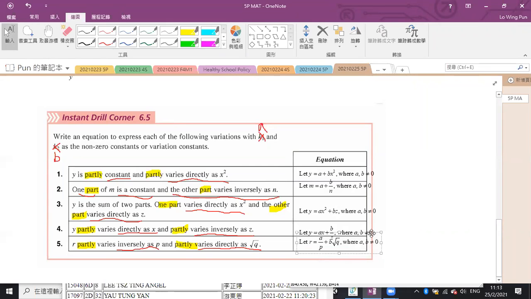So that is how we can set up an equation from the question, translating the English sentence in the question to a mathematical equation that we can do calculation with afterwards.